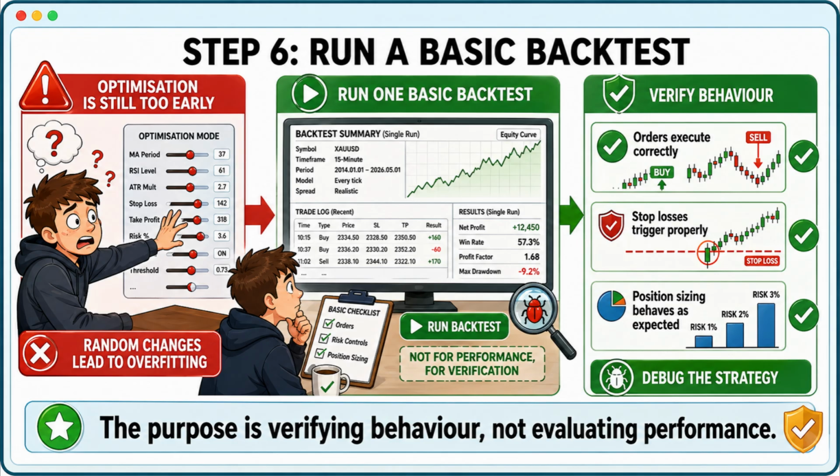Now many traders think the next step is optimization. But actually, that's still too early. Before optimization, I always run a single basic backtest. The purpose is not evaluating performance. The purpose is verifying behavior. I check whether orders execute correctly, stop losses trigger properly, position sizing behaves as expected. This step is essentially debugging the strategy.